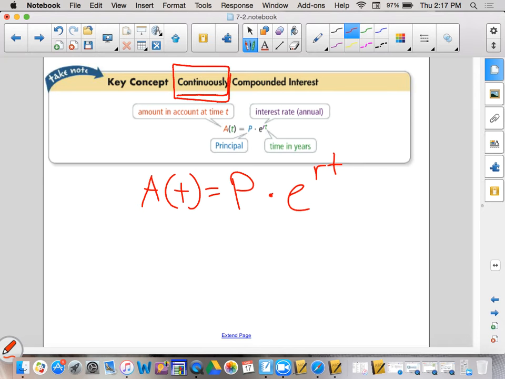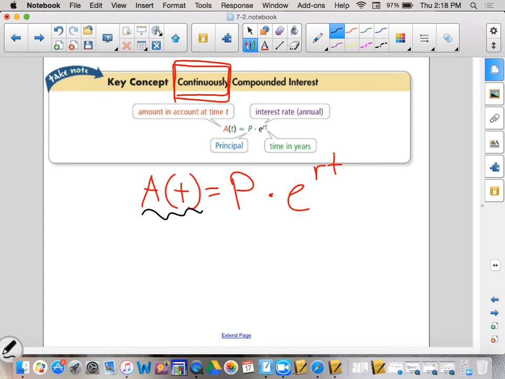Now, our key word here is continuously. Anytime you have a word problem and you're looking for interest rate, and you see the words continuously compounded, you automatically know that you're going to use this formula right here: P times e raised to the rt. So let's see what all this means.